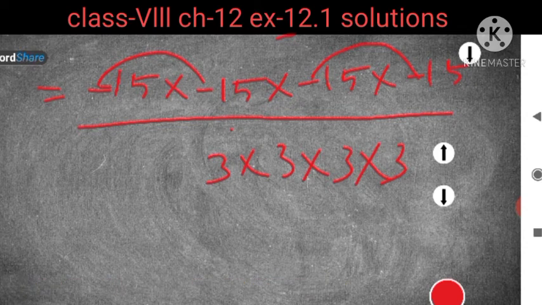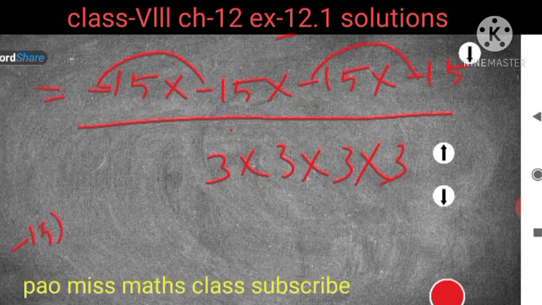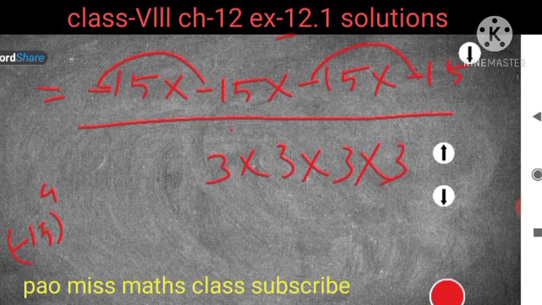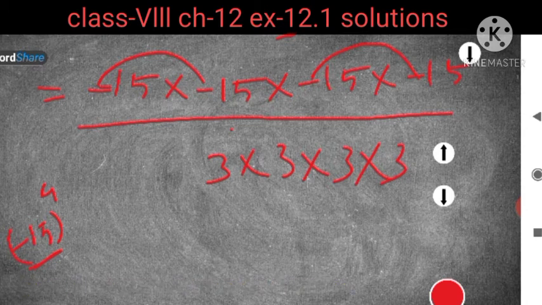It will become positive. For any negative value, if the power is an even number, then it will become a positive value, okay? For a negative value, if the power is an even number, then it will become a positive number.